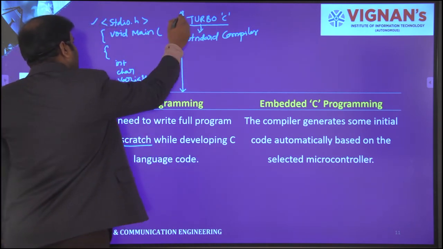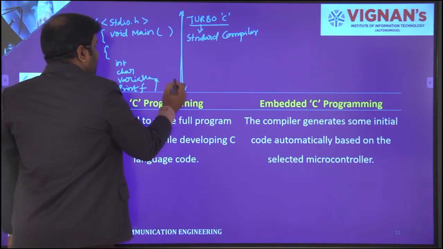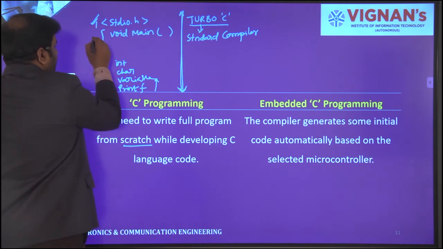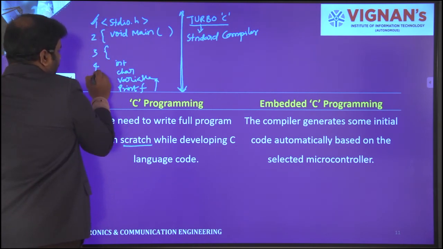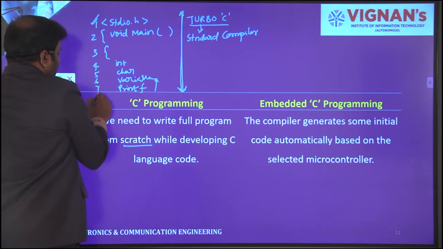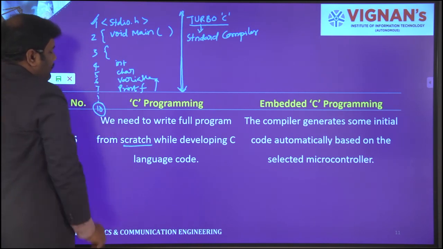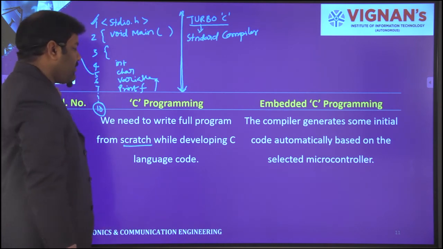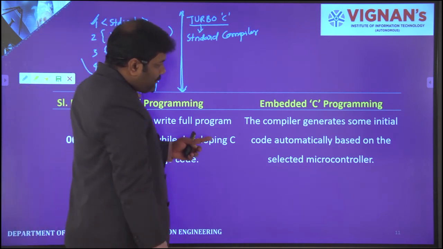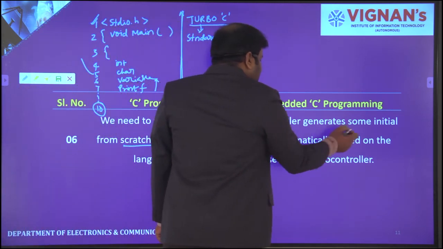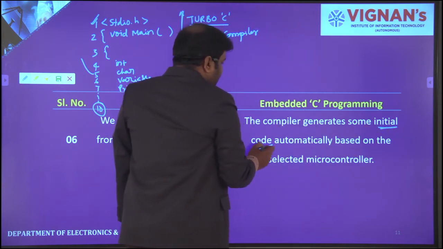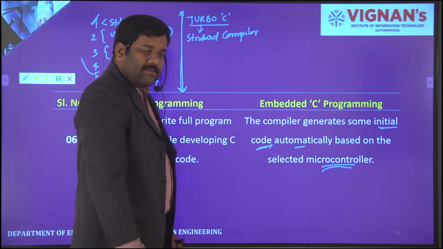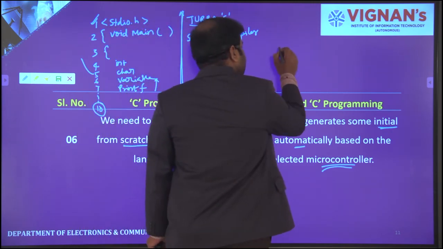Scratch is nothing but the entire program has to be compiled from the start, statement 1, 2, 3, 4, 5, 6, 7, and there may be up to 10 lines of a program. Whenever the fifth statement is executing, you can't stop your program execution. But in embedded C programming, the compiler generates some initial code automatically based on the selected microcontroller.